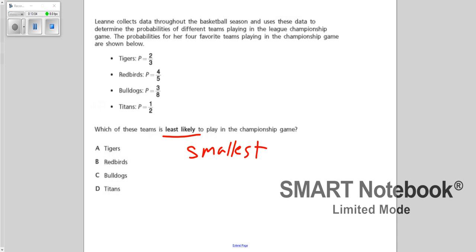So least likely, you're just looking for the smallest fraction, the smallest probability. So I look at these. 1/2 we know is 50-50, is 0.5, right in the middle. Well, 2 out of 3 and 4 out of 5 are larger than a half. 3 out of 8 is smaller than a half. Even if I don't turn them all into decimals, I know that. So the Bulldogs are the least likely.